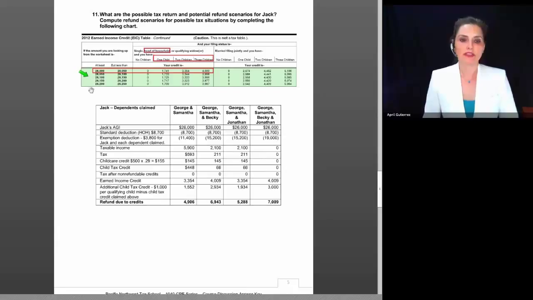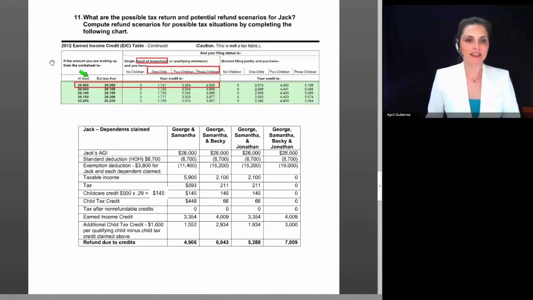So what are the possible tax return scenarios and possible refund amounts for Jack? Compute those using the information that I gave you in today's class. To help you with the answer key here, I've got an insert of the earned income credit table based on Jack's income level. If your income is at least $26,000 but less than $26,500, you follow this bar across to pull out the correct earned income credit. If Jack claims one child, his EIC would be $1,741. If he claims two, it's $3,354. And if he claims three, it's $4,009.